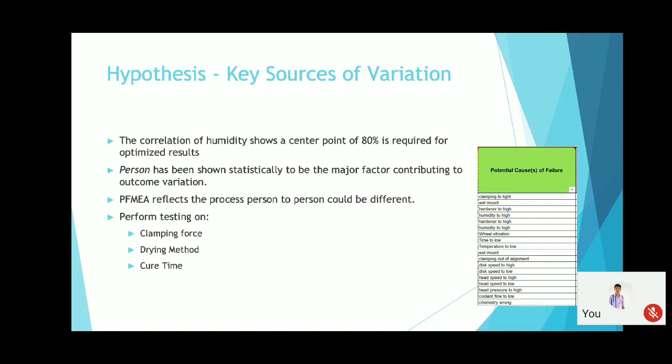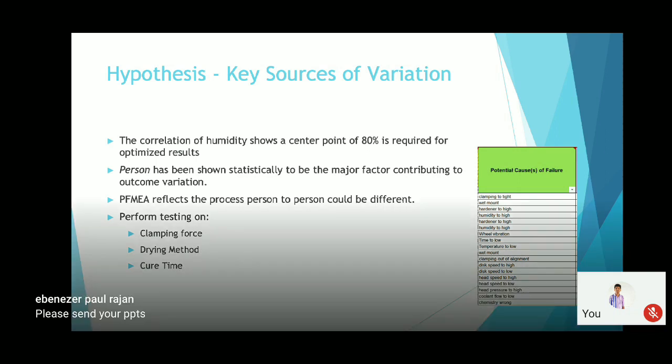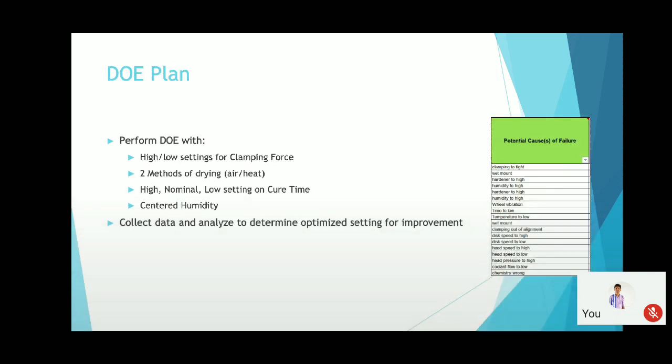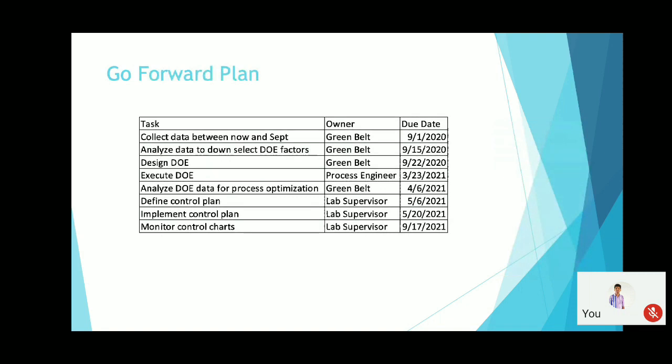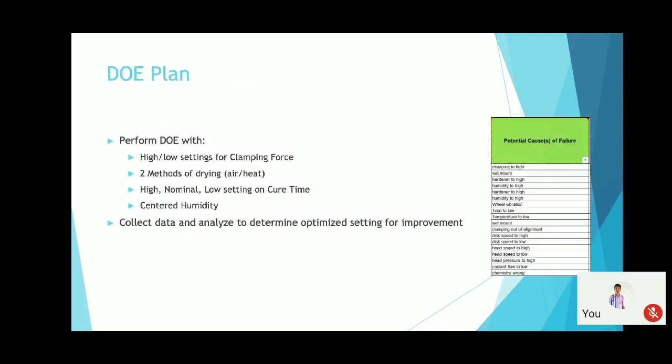We go through all kinds of variations from different sources, basically. Even low temperature is a variance for us. Even speed, disk speed, feed speed, coolant flow, all of those. Then this is some of the DOE plan, with high score and clamping force, all those. And going forward, it comes with the data, so don't worry about the technical aspect of it.